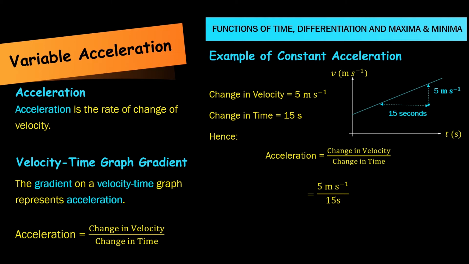Therefore, we have that acceleration, which is change in velocity over change in time, is equal to 5 meters per second, which is the change in velocity, over 15 seconds, which is the change in time. And this, of course, is 1/3 meters per second squared.